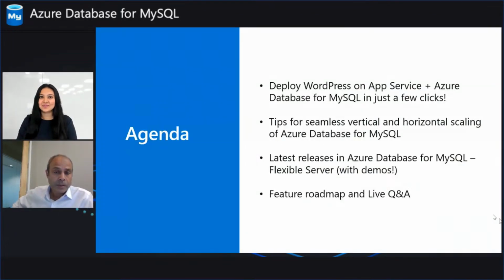So, in today's session, Avnish, do you want to give us an overview of the topics we will be covering? Thank you, Shreya. We are planning to cover multiple topics as usual. First topic we're going to cover is how to deploy WordPress, which is one of the most popular open source content management systems, on Azure App Service and Azure Database for MySQL, just using a few clicks. And the second topic we're going to cover is how to scale Azure Database for MySQL horizontally or vertically. And there are multiple use cases we're going to cover where you will need this approach. And third topic we're going to cover is the latest releases we had, as you mentioned, Shreya: read replica, major version upgrade, and Azure DMS, and the demo of those releases. And finally, as usual, we will cover the future feature roadmap and the live Q&A.